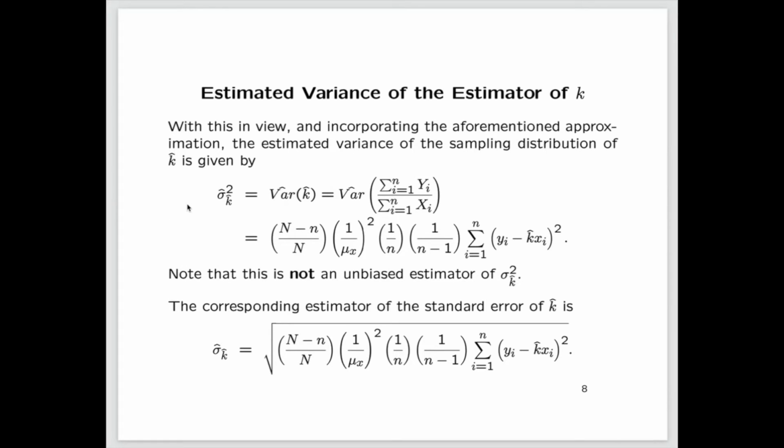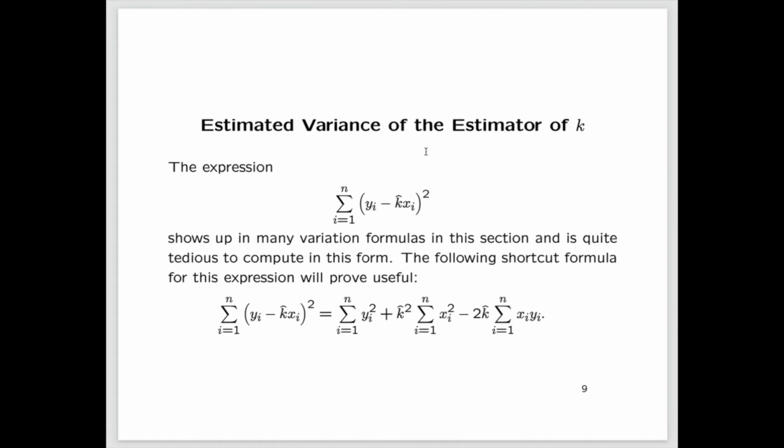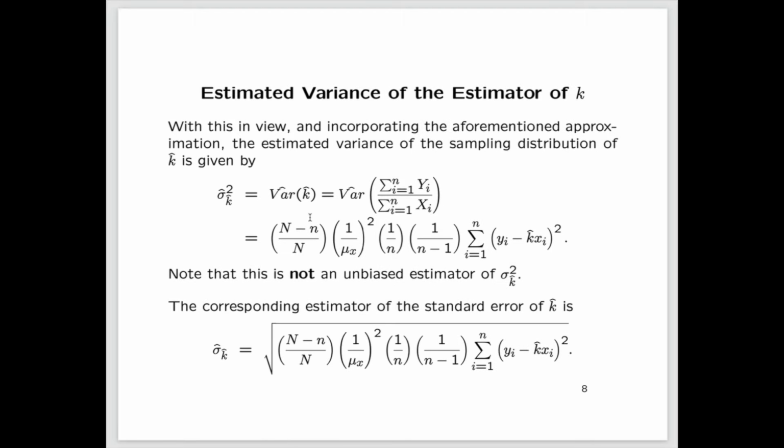Now once we have this estimated approximate variance of k hat, then we can get the corresponding standard deviation of the sampling distribution of k hat by taking the square root of that quantity. And again, this would be the estimator for the approximate standard deviation of k hat. Now, this expression, which is part of this estimated approximate variance, shows up here in the variance, and it also shows up down here in the estimated standard error.